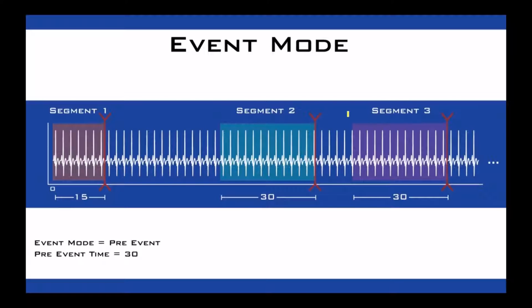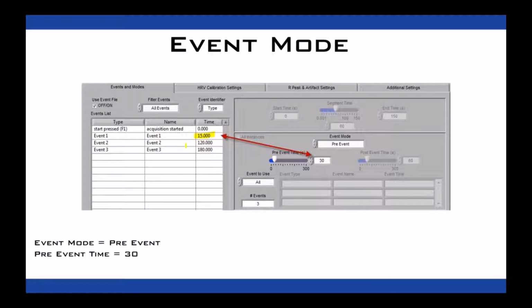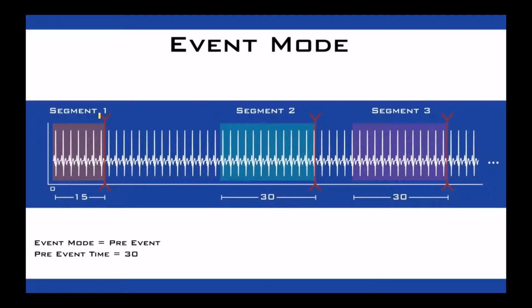So segment 2 and segment 3 all occurred farther in time, as you can see here, 120 and 180 seconds. However, segment 1 occurred at 15 seconds, so you're only going to get 15 seconds of data. Just because you put the setting in there for 30 doesn't mean it's going to give you that. You need to make sense of it, so just be aware of that. Again, this is another example of truncated data.